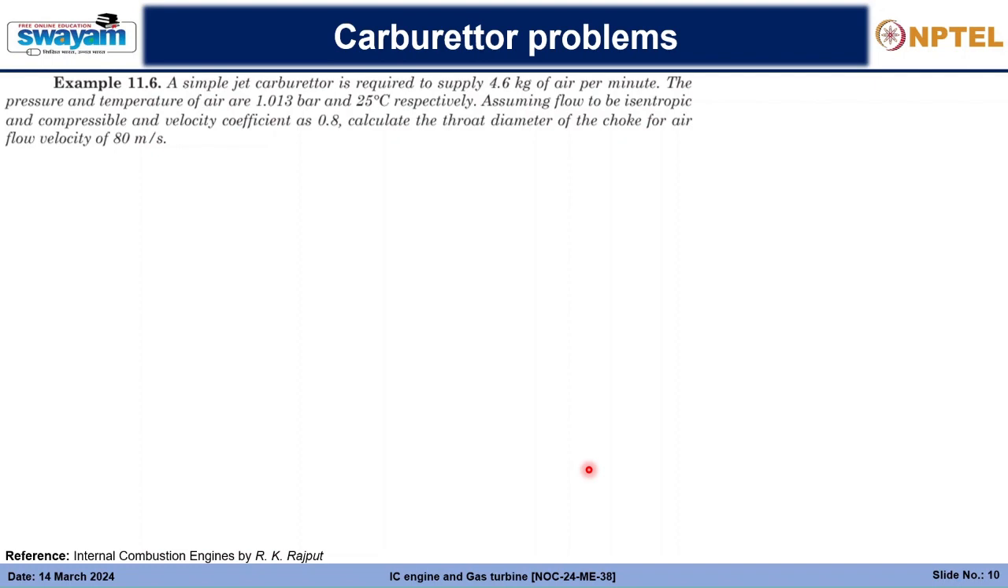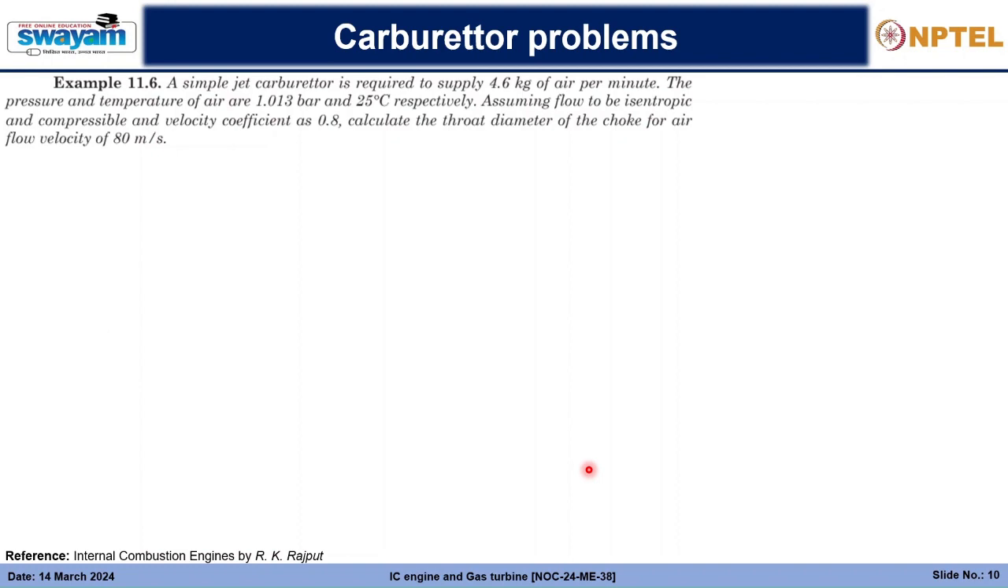A simple jet carburetor is required to supply 4.6 kg of air per minute. The pressure and temperature of air are 1.013 bar and 25 degrees Celsius respectively. Now the temperature and pressure conditions are given, so I assume that we will have to use the exact analysis. We will see if that is needed.